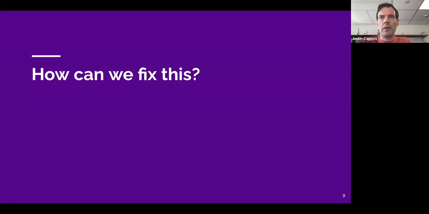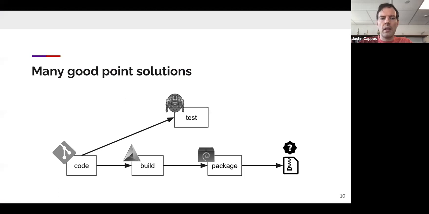All right, so now there's a question about how we can fix this. Are there things we can do to try to fix this? And there are actually a lot of really good point solutions, some of which have existed for many years.